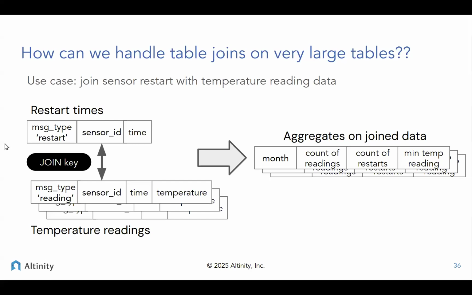So the question that we get then is how can we avoid doing joins in the first place? And here's an example that you get with device data, where you might have devices that are reading temperatures, and you have restart times, and you have temperature readings from the same device. What we want to do is get aggregates of the data that joins restart times with temperature readings, so we see them in the same row.